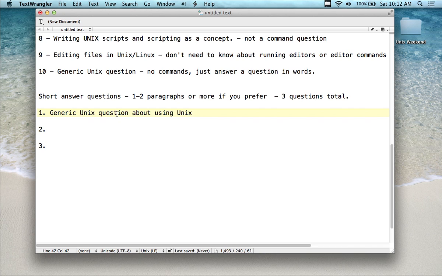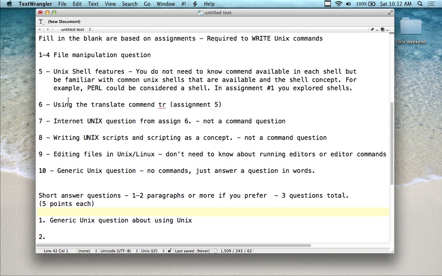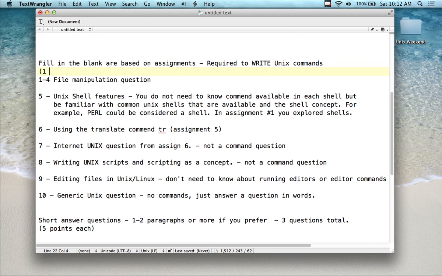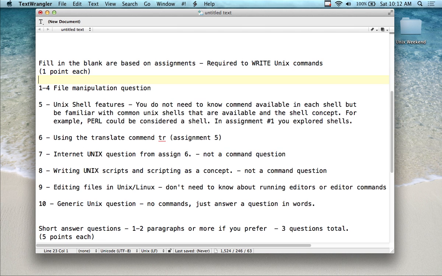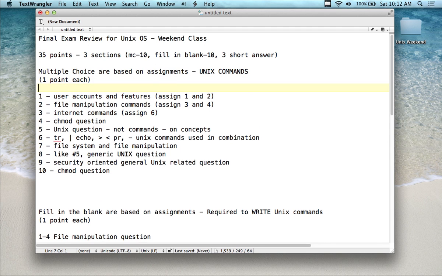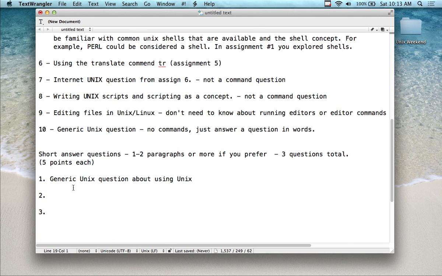Now, these questions are worth 5. I forgot to give you the points here. These are 5 points each. So it's 10, 10, and then 35. Practically giving the exam now. So these are requiring a little bit more writing.